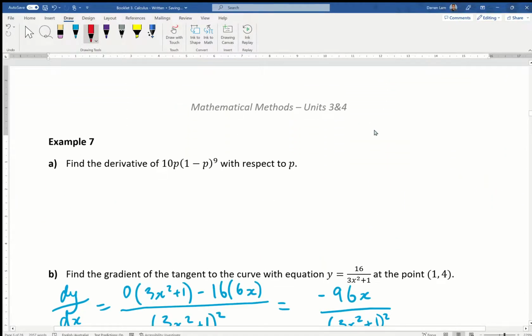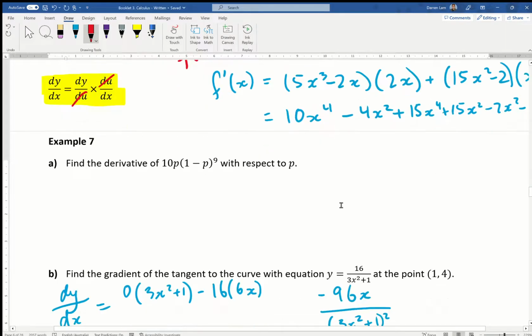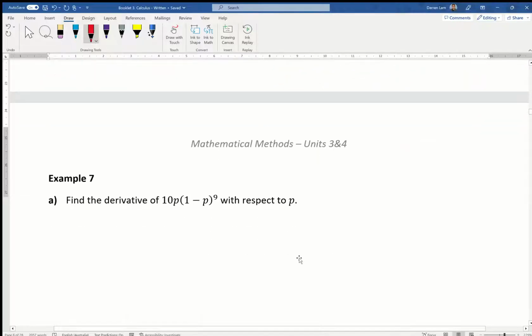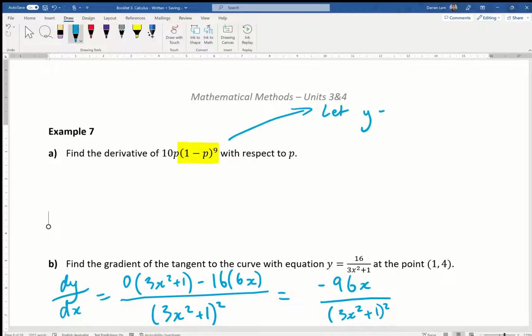Let's look at example 7. Find the derivative of 10p bracket 1 minus p to the power of 9. Because this is technically a combination of the rules, I'm going to focus on just this component here, the 1 minus p to the power of 9. And I promise we'll use this, but I'm going to let y equal bracket 1 minus p to the power of 9.